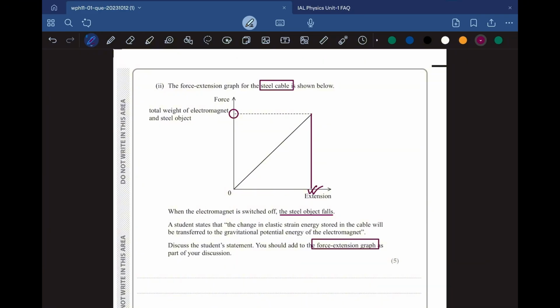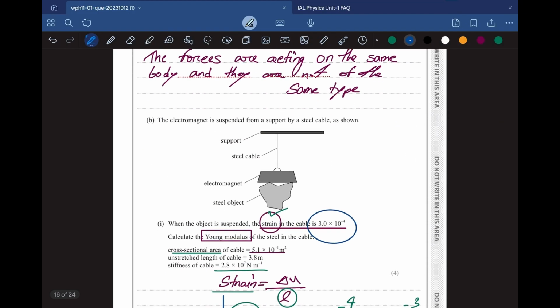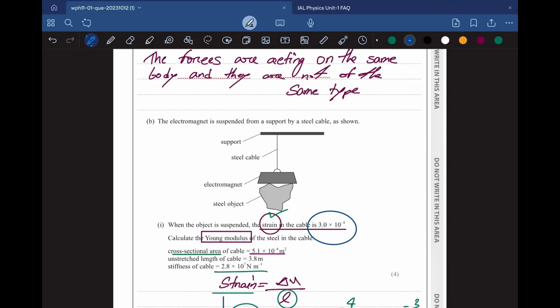They have given us the total weight of the electromagnet and steel object, and they have also said that the electromagnet is switched off. At that time the steel object falls, and when the steel object falls, the force acting on the steel cable will decrease, right? Let's draw it again right here. If this is the support, now this is going to be like this.